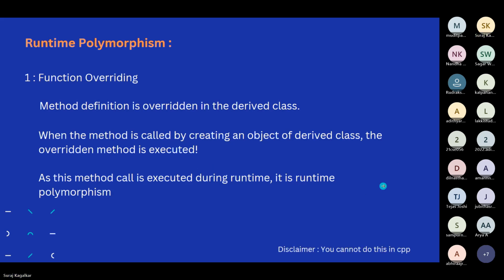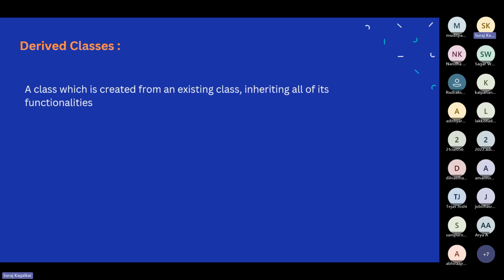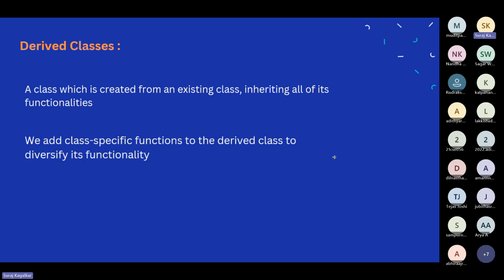Sadly, you cannot do this in C++, but we will look at an example regardless. But before that, let's look at what derived classes are. A class which is created from an existing class, inheriting all of its functionalities. As I said earlier, you take the parent class, you take all of its functionalities, and then you make another class out of it, which inherits all its functionalities and more. So that is essentially what a derived class is. We add class-specific functions to a derived class to diversify its functionality. Let's look at an example.